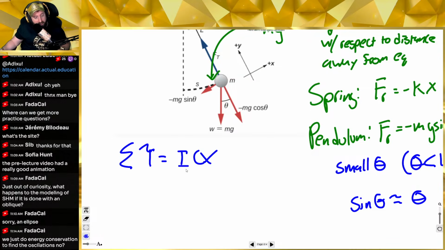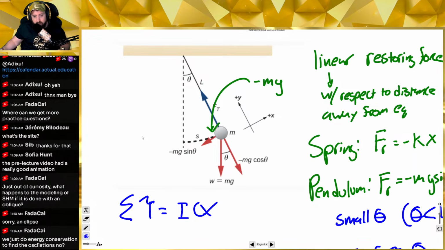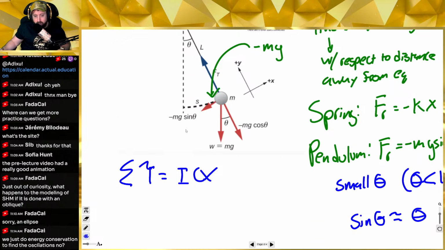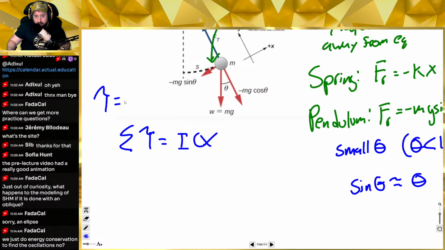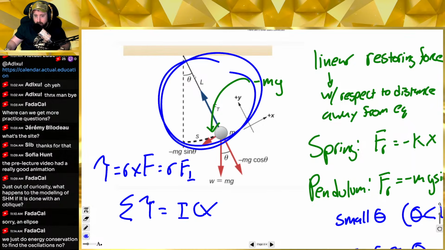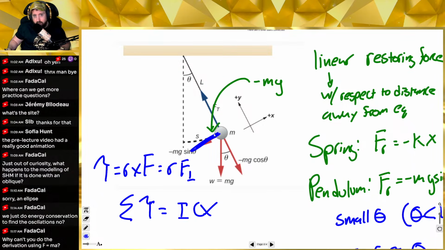Okay. But in this case, the torques acting on this thing are going to be equal. Well, there's only one torque, right? Let's also remember that torque is technically equal to R cross F, which is really the same thing as R F perp, the amount of force perpendicular to the radius. So looking at our pendulum here, why can't you use the derivation using F equals ma? Because the acceleration is kind of changing. It's because it's moving in a circular motion.